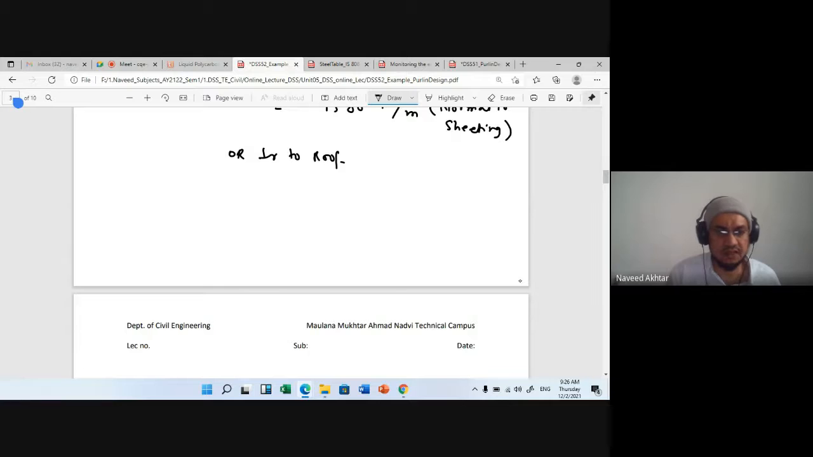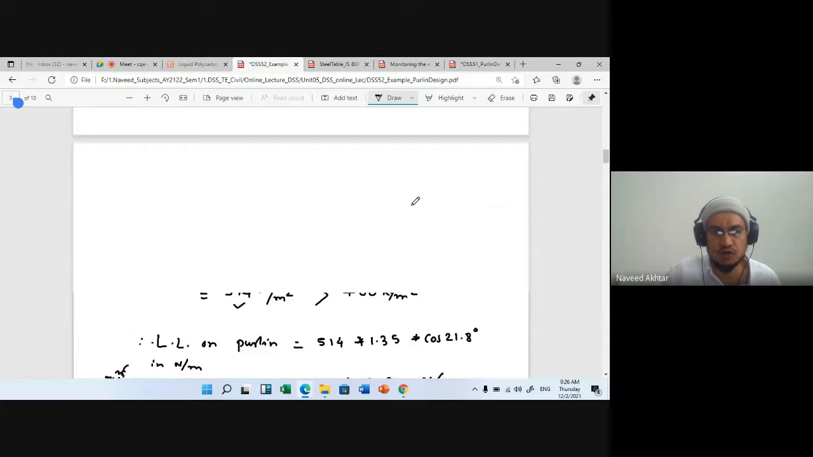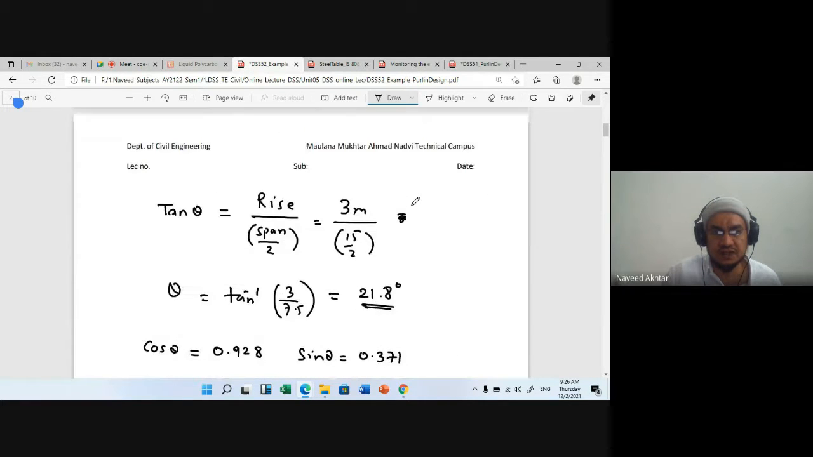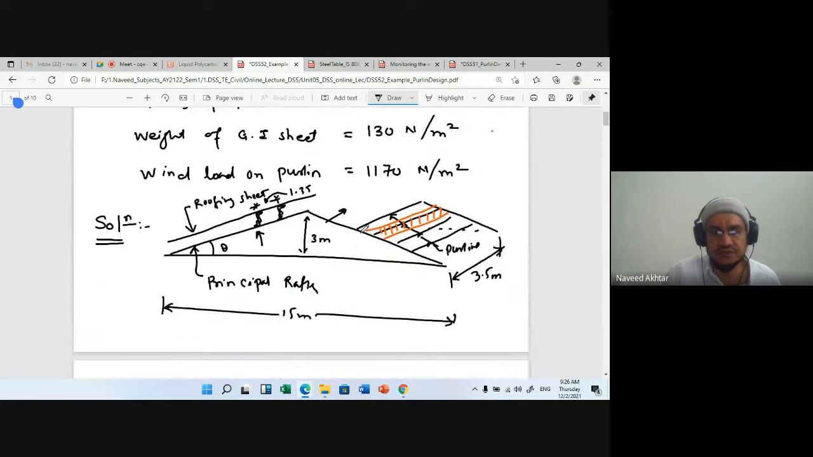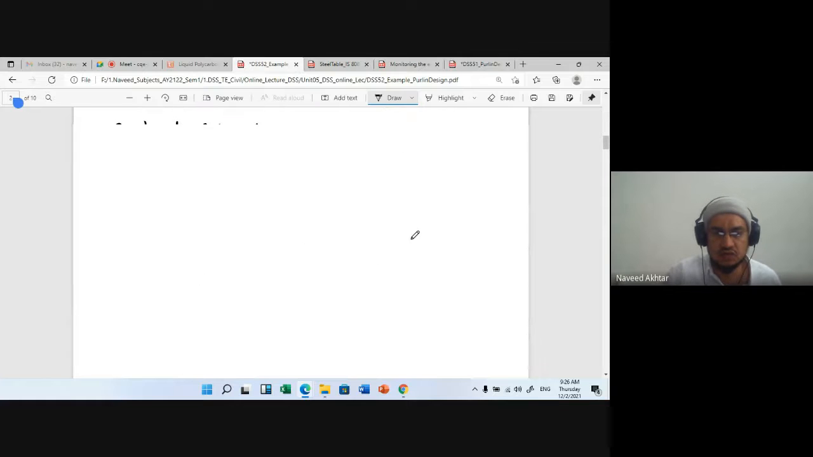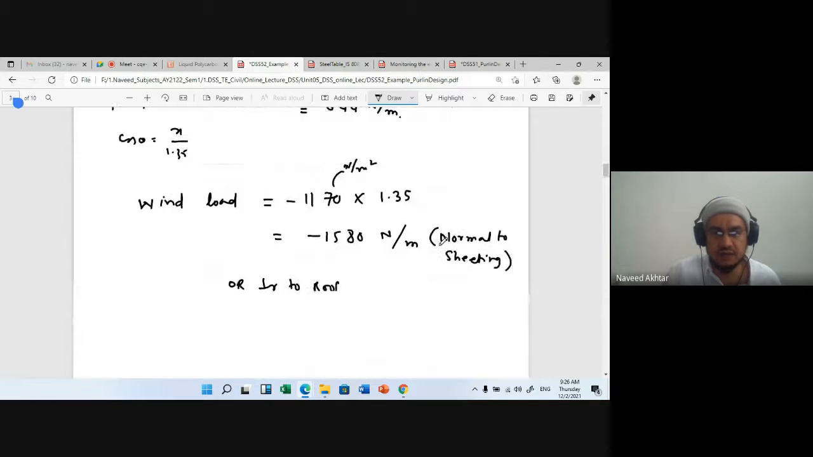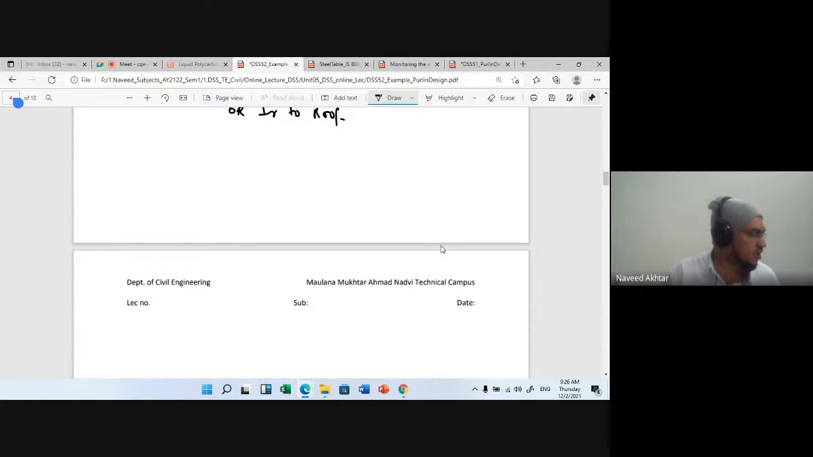This is our purlin on the inclined portion. The load may be like this. So you have to take the vertical load and make component parts, taking the components in the purlin's own directions.